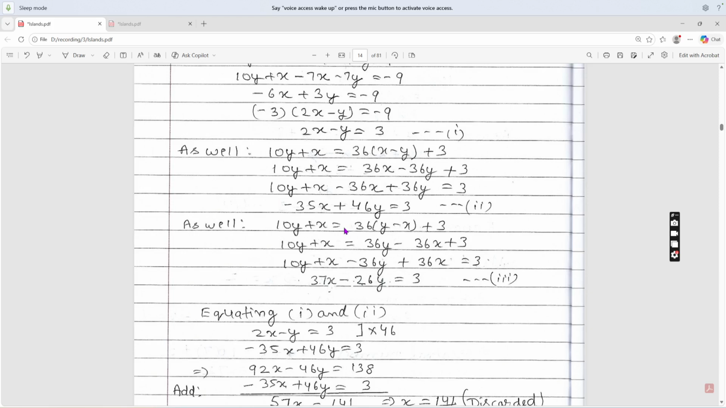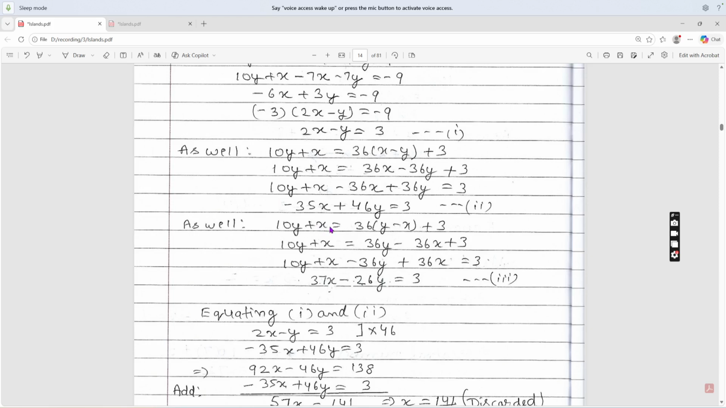10y plus x is equal to 36x minus 36y plus 3. So 10y plus x minus 36x plus 36y is equal to 3. So here x minus 36x is minus 35x. 10y plus 36y is equal to 46y, and it is 3. So it is minus 35x plus 46y is equal to 3. It is equation number 2.